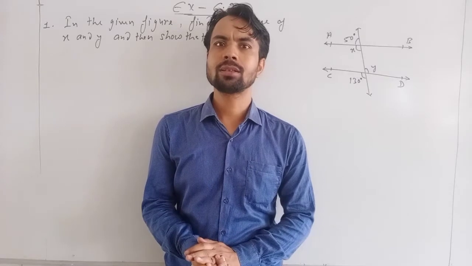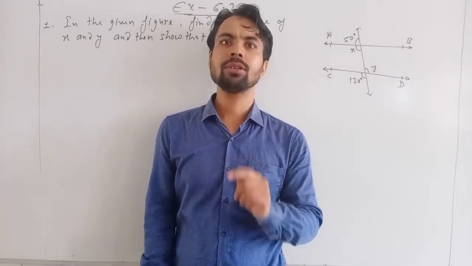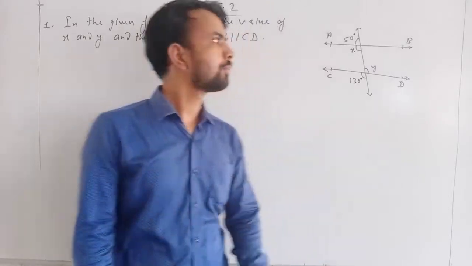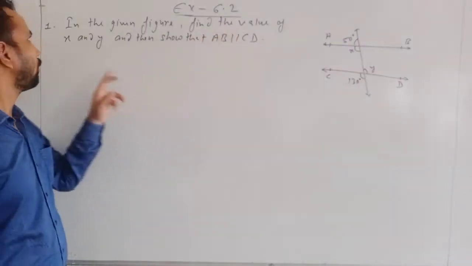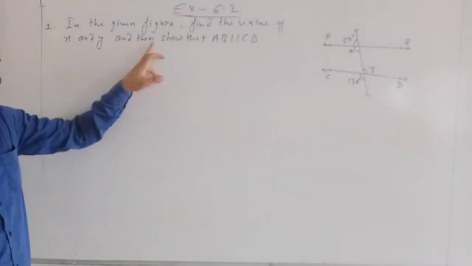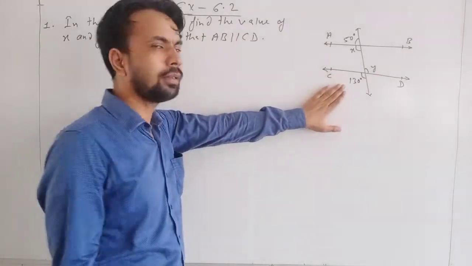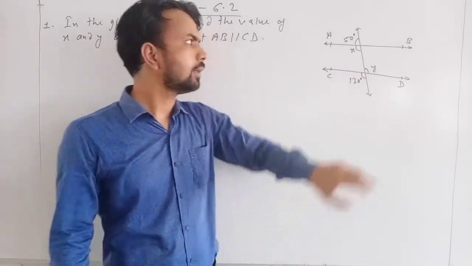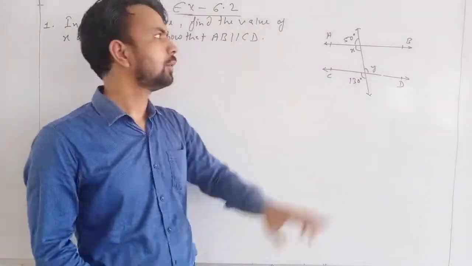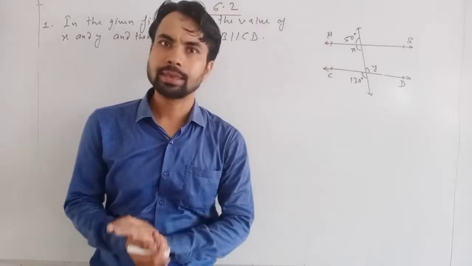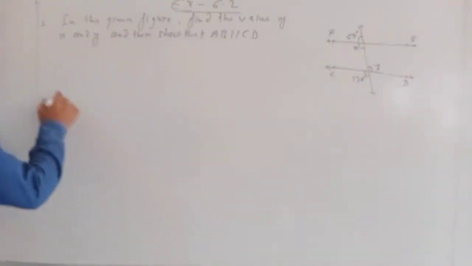Great. So students, today I am going to explain you exercise 6.2. The very first question of this exercise is, in this given figure, find the value of x and y and then show that AB is parallel to CD. First of all we will have to find the values of x and y. After that we will have to show AB is parallel to CD. Understood? So students, pay attention here.